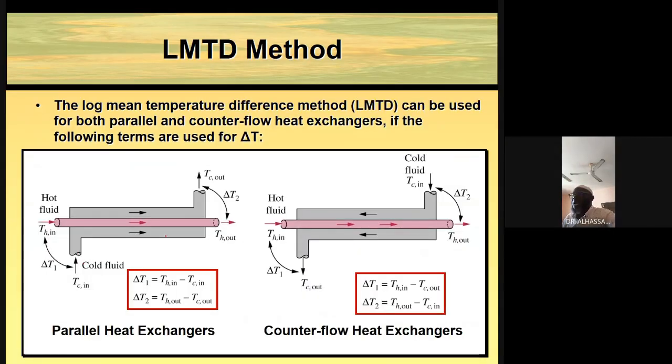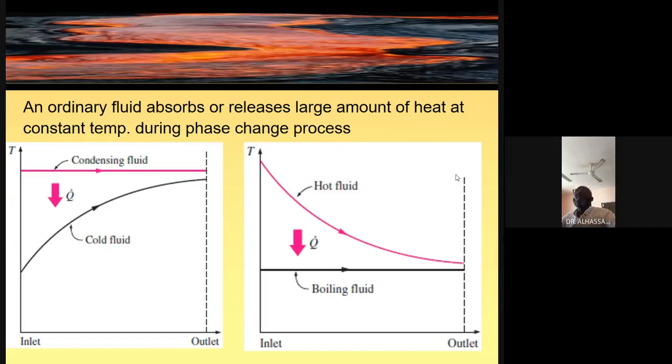Okay, so now we have both parallel flow and counter flow heat exchangers. How to determine their delta T? So delta T1 is given by this, T hot inlet minus T cold inlet, and delta T2 is also given by this. And similarly for the counter flow part, delta T1 is T hot inlet minus T cold outlet, and this delta T2 as well.